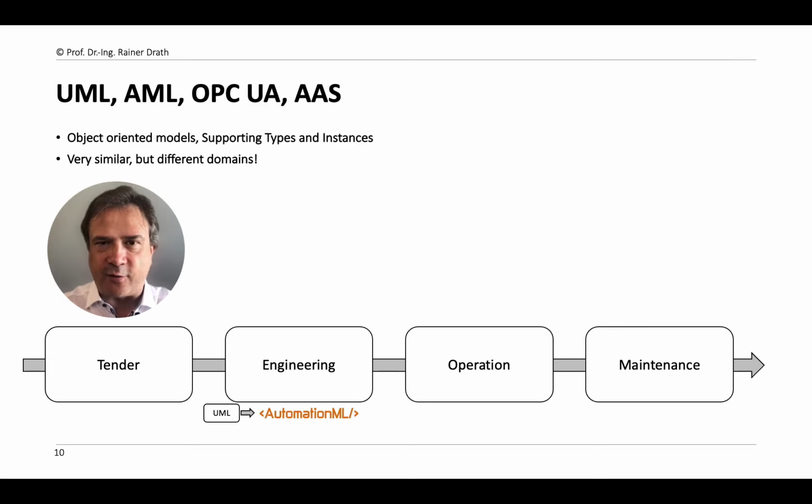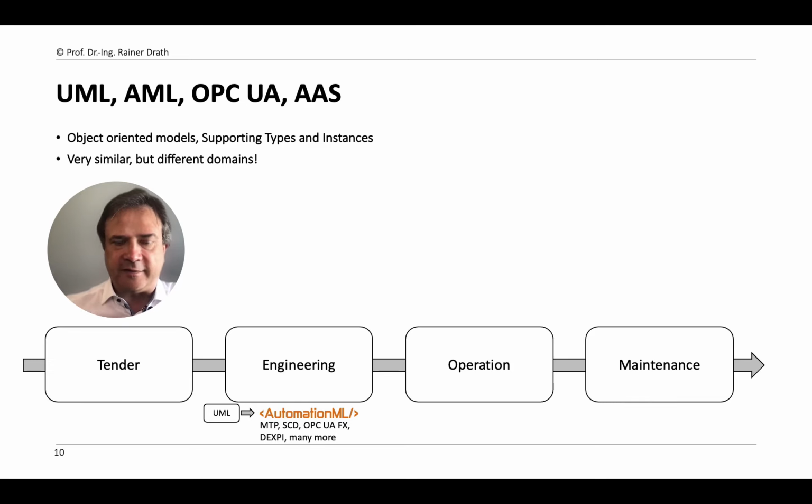Automation ML is an object-oriented modeling language for data exchange in engineering. It's used by the MTP, it's used by the SCT, it's used by the OPC UA FX, and we currently discuss the application in DXP, and then there are other than Automation ML data formats, device descriptions and so on. So this does not mean Automation ML is the center of the world, but Automation ML is somehow located here and it's used. OPC UA, however, is executed in operation.